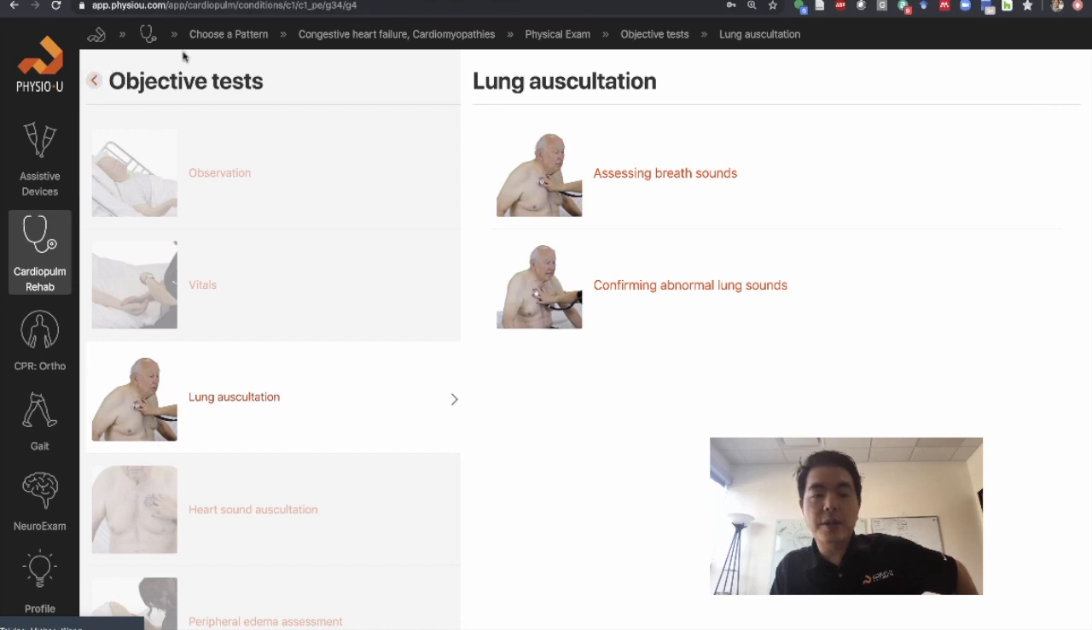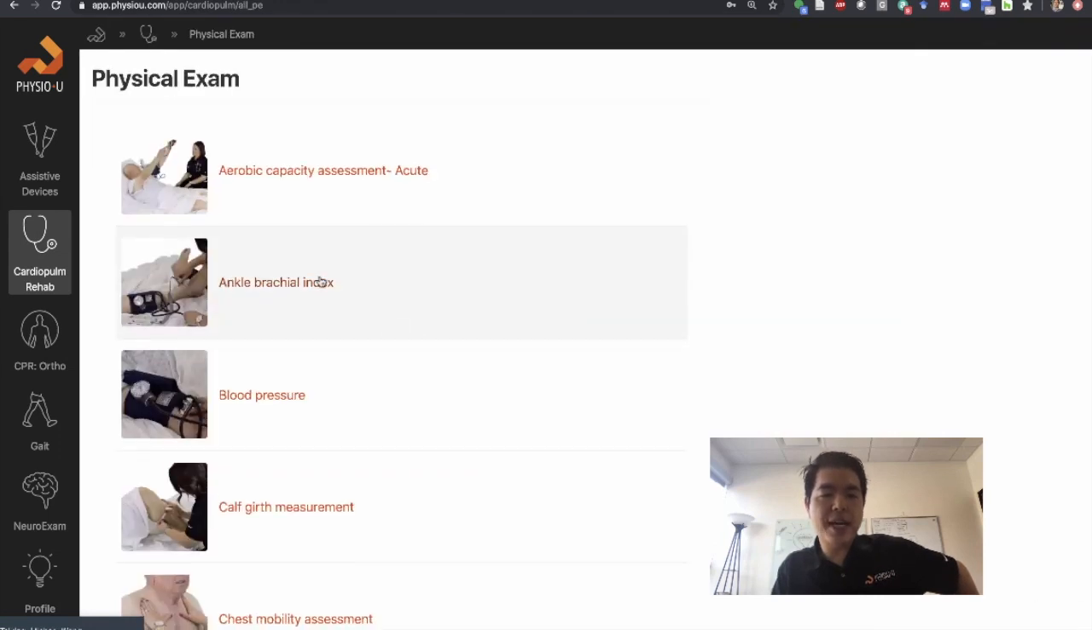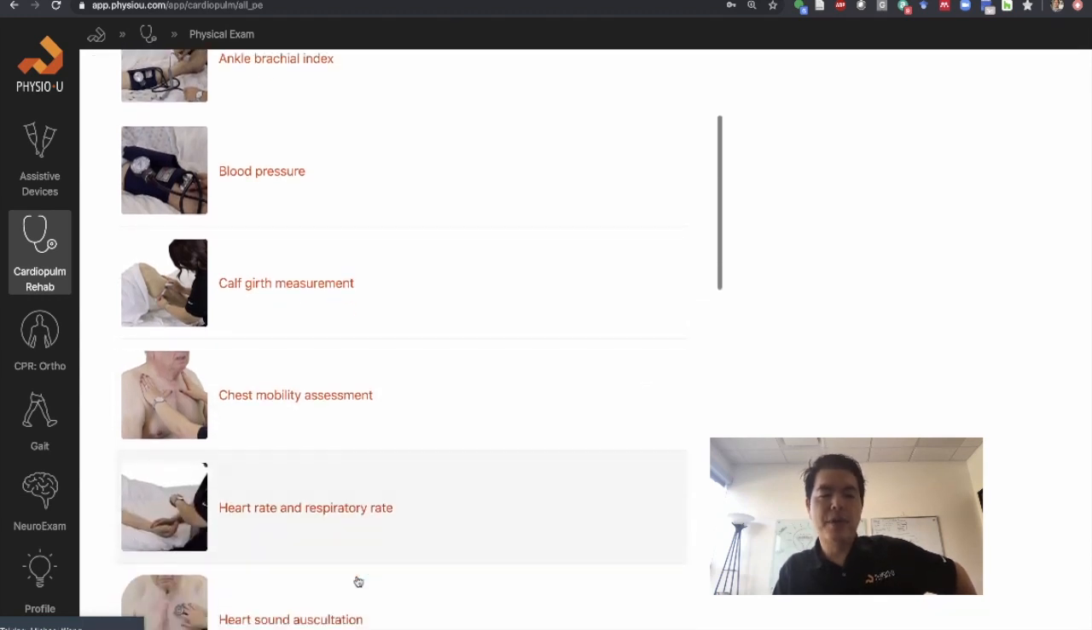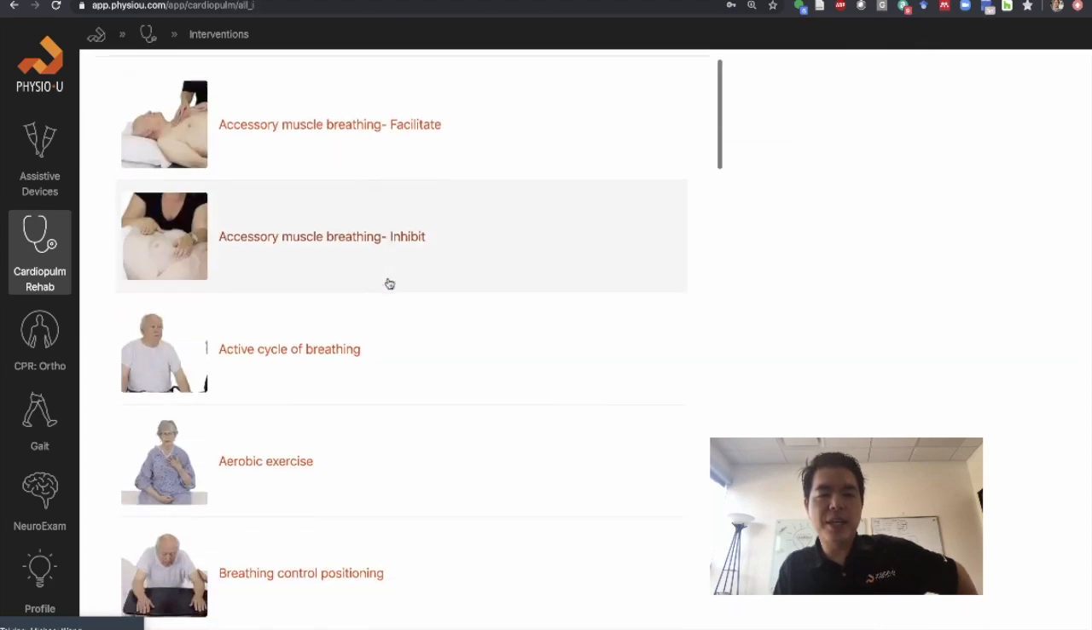Now, how the professor uses it in class, she says, guys, we are learning certain techniques this week. Here are some physical exam techniques that I want you to look at before class. We're going to look at ABI, blood pressure, chest mobility, for example. And so the students will watch it before class, and then they'll reference the app when they go into class. So you have these kind of quick access panels where you have all the interventions that you're generally going to teach.